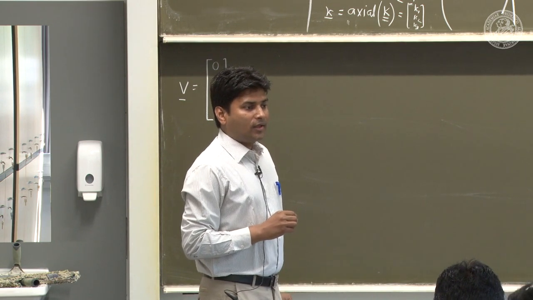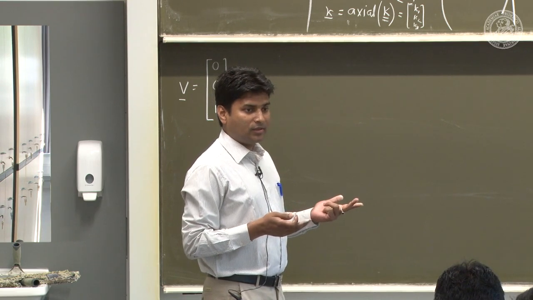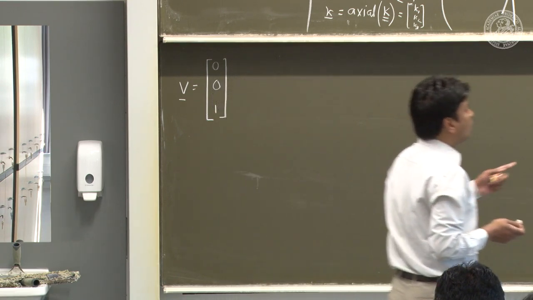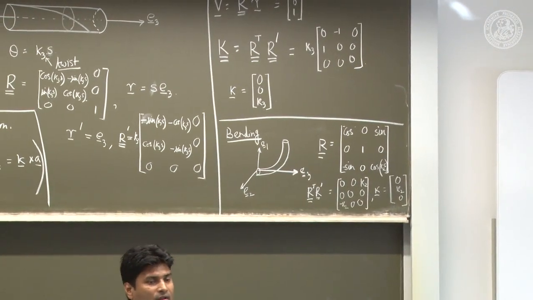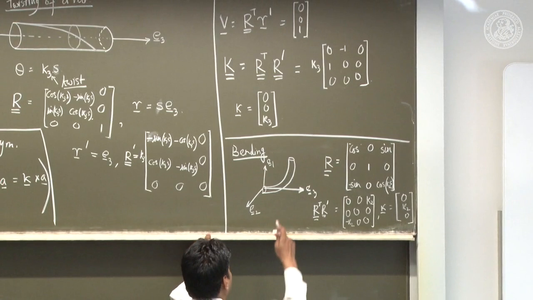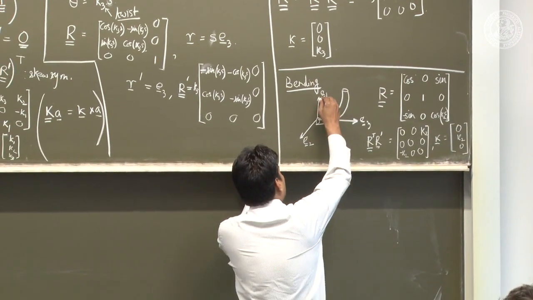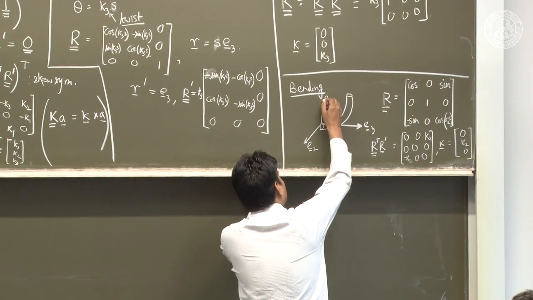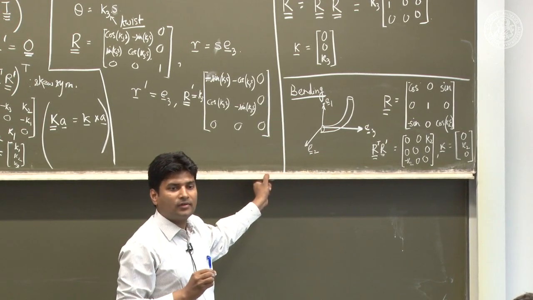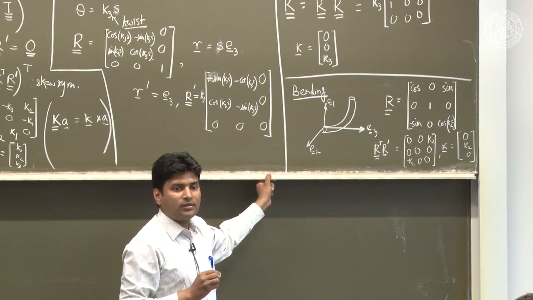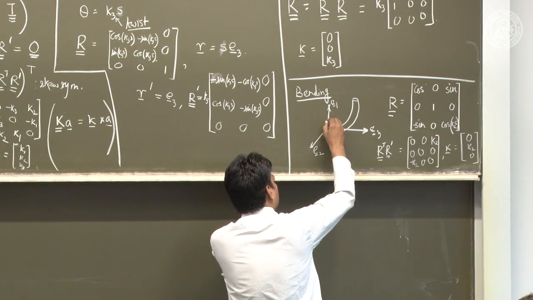For that you first have to write down the formula for little r, the deformed center line. As you can see here, I am trying to bend it about the E2 axis, so its center is somewhere along E1, and let's say the radius is capital R.